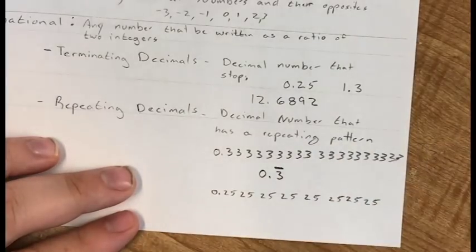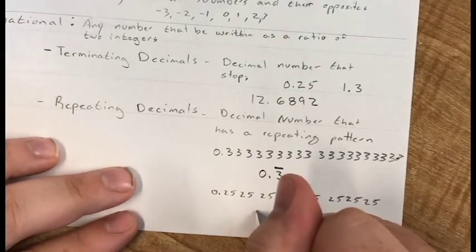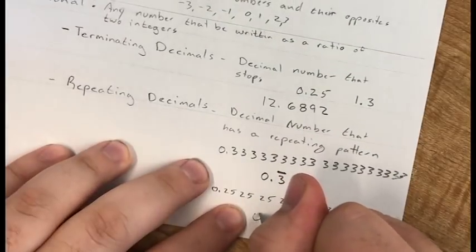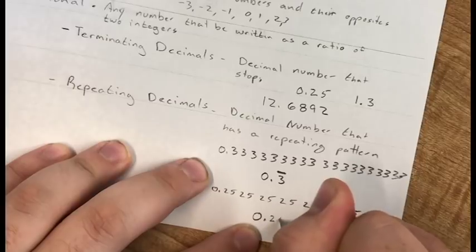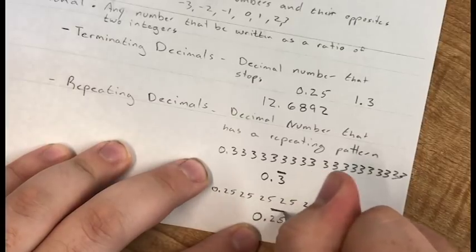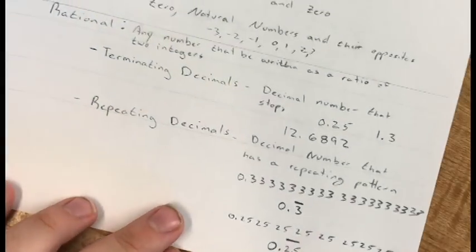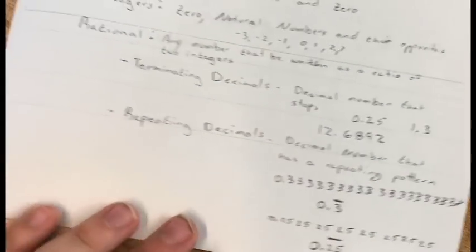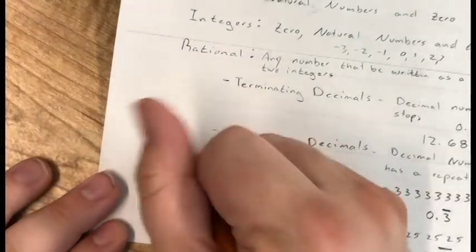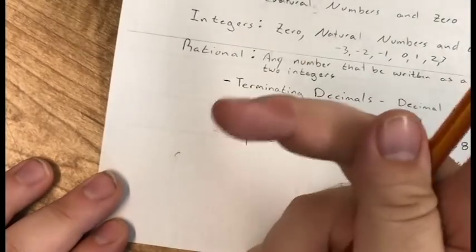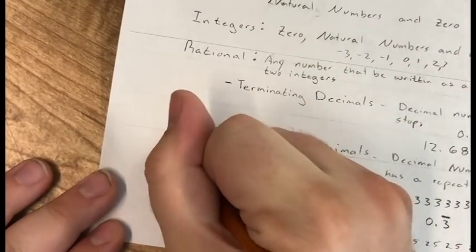0.25252525... and all the way until infinity and beyond. This is a repeating decimal. It's repeating the same pattern over and over again. And the way we would write this one, shorthand, would be 0.25 with a bar over it. All right? Now, I'm going to take a little bit of a side note here, and I want to show you something. There is a huge difference between these two numbers.